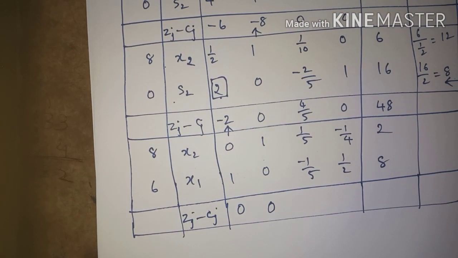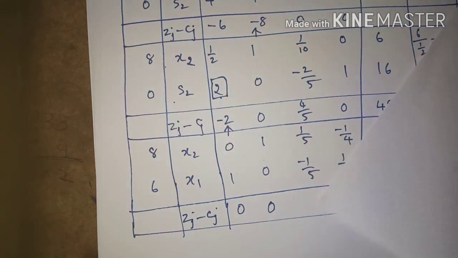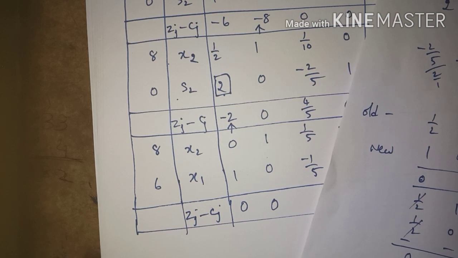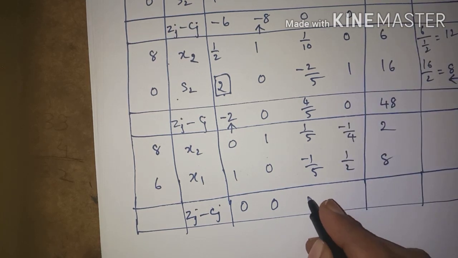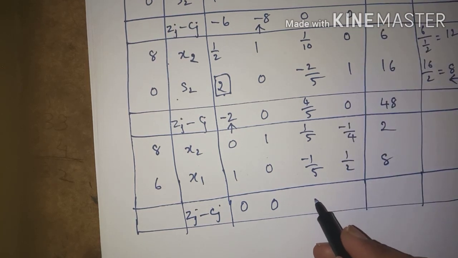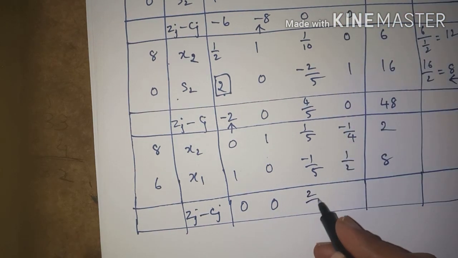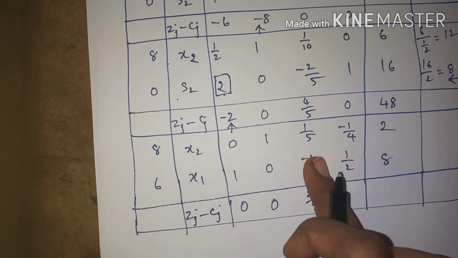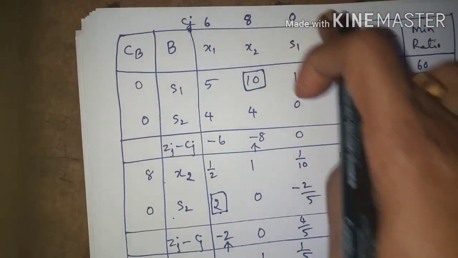Now 8 into 1 by 5. Any simplifications, you do in rough work separately. 8 into 1 by 5 is 8 by 5, plus 6 into minus 1 by 5, minus 6 by 5. LCM is 5. 8 minus 6 is 2 by 5. Minus 0 is 2 by 5. That means 8 into 1 by 5 plus 6 into minus 1 by 5 minus 0 is equal to 2 by 5.